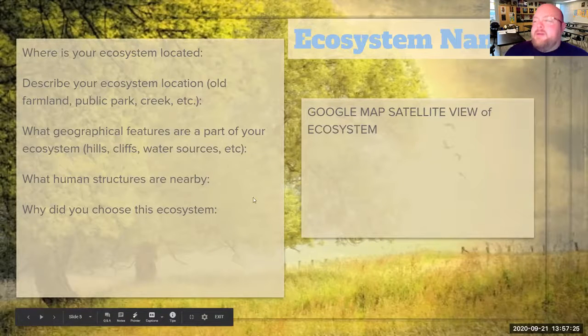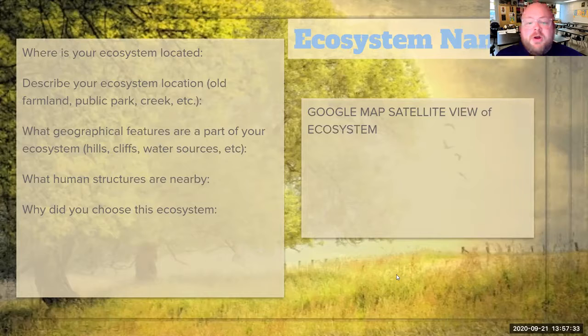You're gonna describe it. The thing that says Google Maps satellite view, what that means is if let's say you pick your own front yard or your own backyard, go to Google Maps and type in your address and take a screenshot, and then boom, that's a map of your ecosystem. If you pick, I don't know, Lions Park or something like that in Bonner Springs, go to Google Maps, type in Lions Park, boom, take a screenshot, and that's the satellite map of your ecosystem.